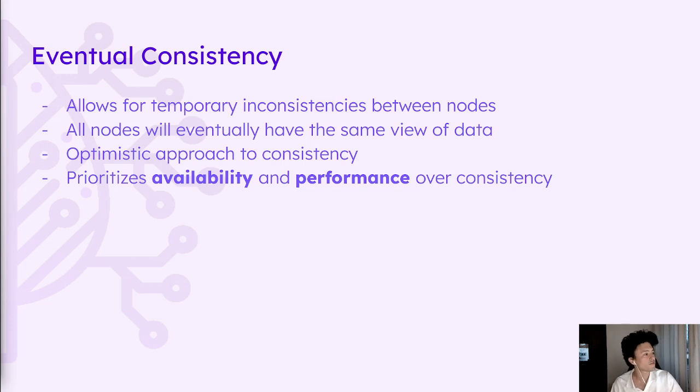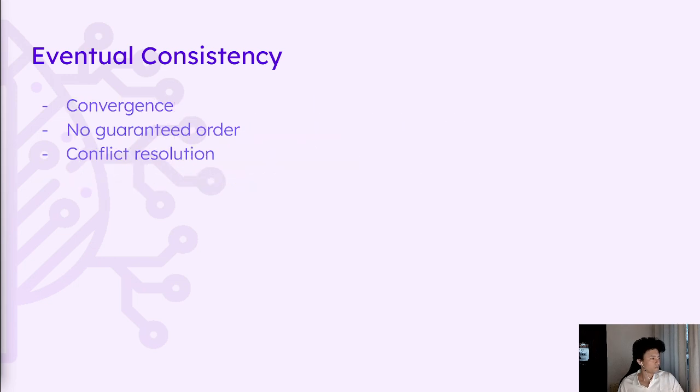All nodes will eventually have the same view of the data at some point in time in the future. This is the assumption of eventual consistency. Given enough time in the future, all nodes will converge to the same state, which is quite an optimistic approach to consistency, to be honest. And it prioritizes, as we said, availability and performance over consistency. So here we care more about our nodes being available than serving or providing the correct data. That's why banks don't use that, or at least the critical bank operations probably are not using eventual consistency.